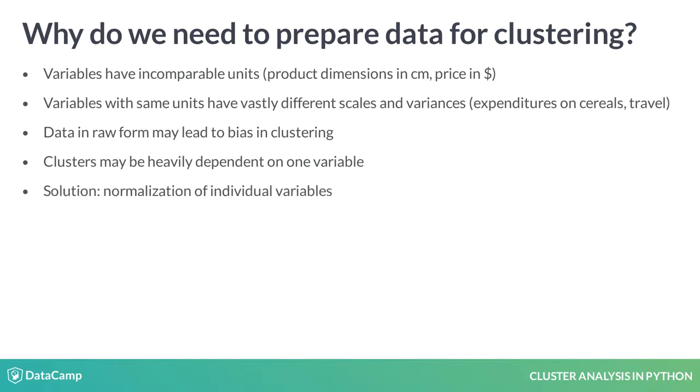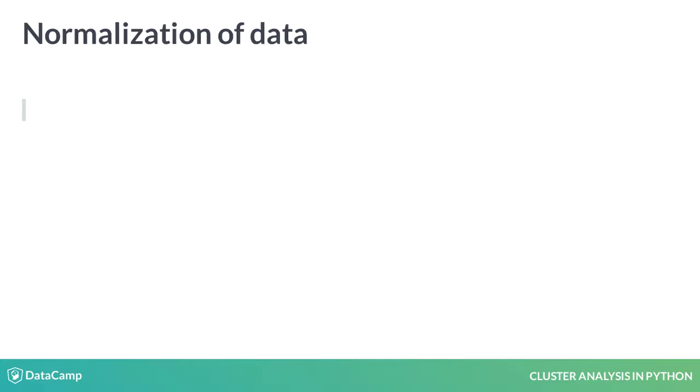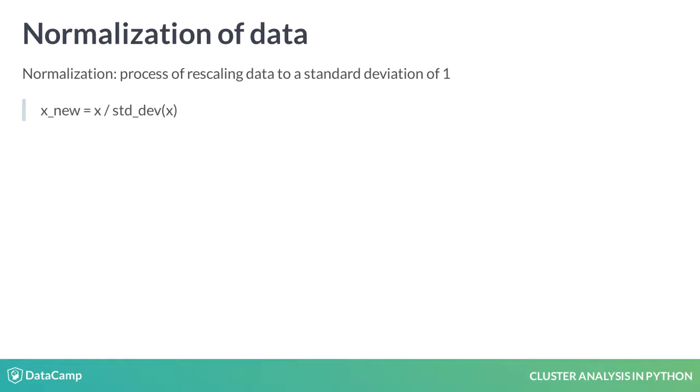How do we account for these issues then? We use a process called normalization. What is normalization of data? It is a process by which we rescale the values of a variable with respect to the standard deviation of the data. The resultant standard deviation post-normalization is 1. The process of normalization is simple and achieved through dividing a value by its standard deviation.